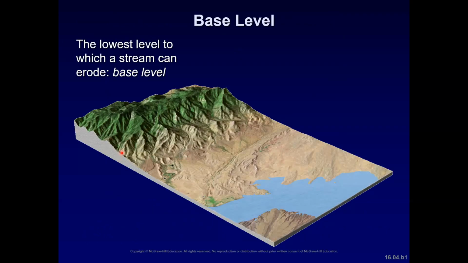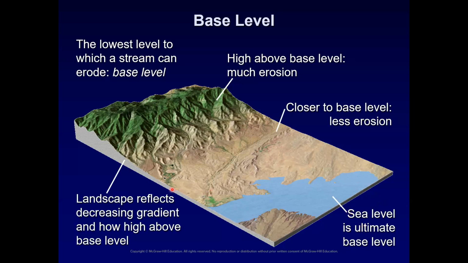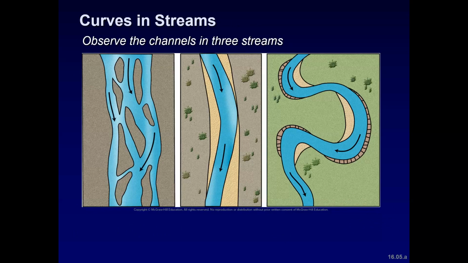And base level. The lowest level to which a stream can erode is what we call the base level. It can be a sea, lake, or closed basin. High above the base level, you have a lot of erosion of sediments. Streams can have steeper gradients there and erode sharply into the terrain. And then closer to the base level, you have less erosion. Sea level being the ultimate base level. And then our landscape is going to reflect decreasing gradient and how high above base level the stream is. Kind of the roughness of the landscape.